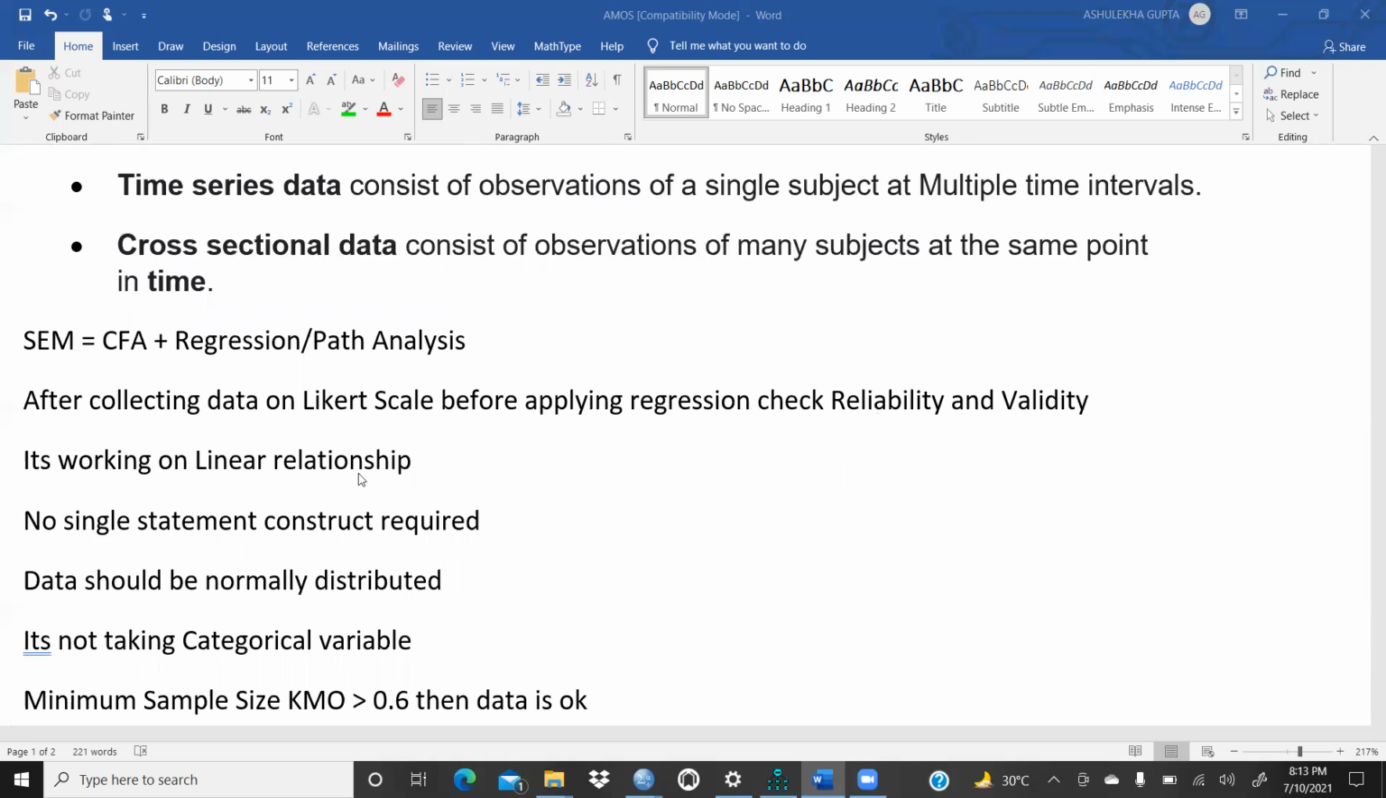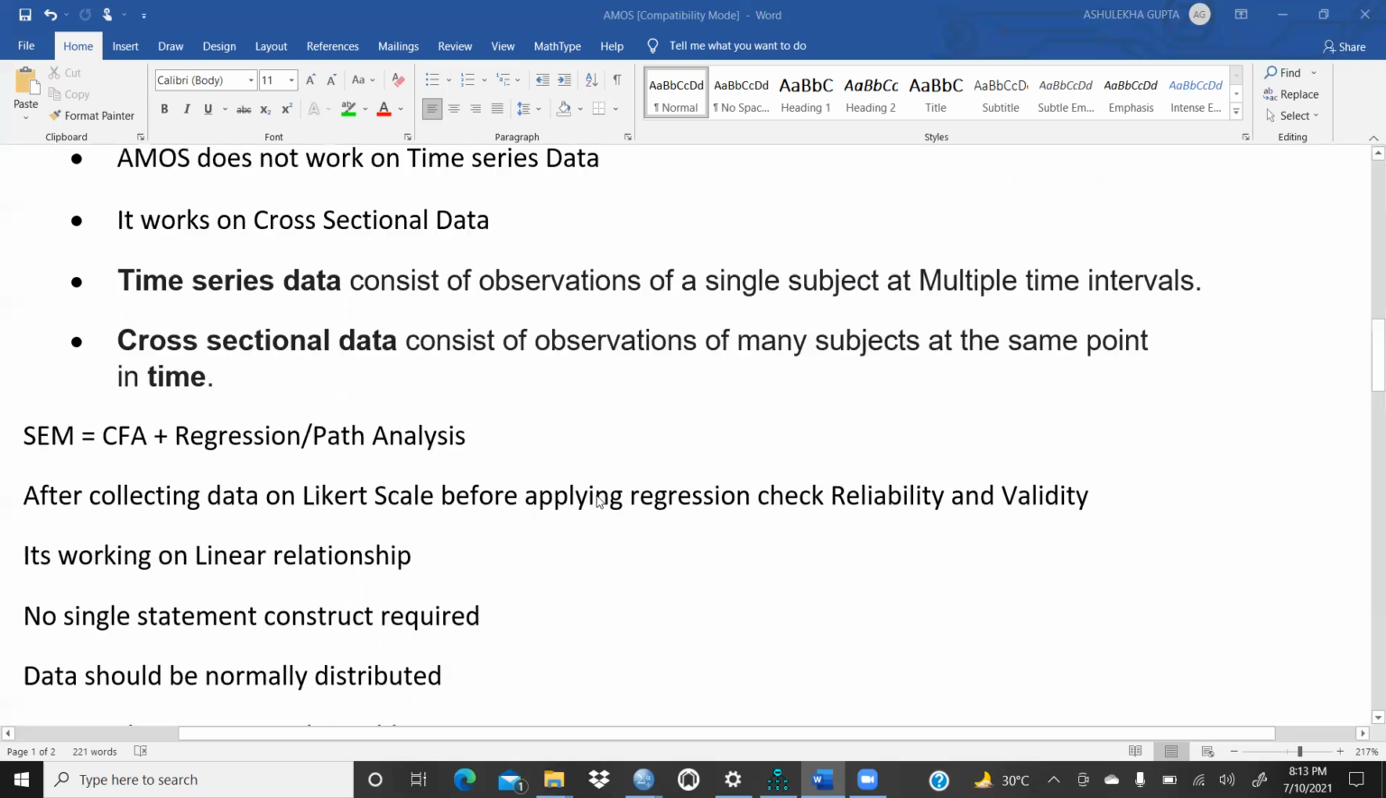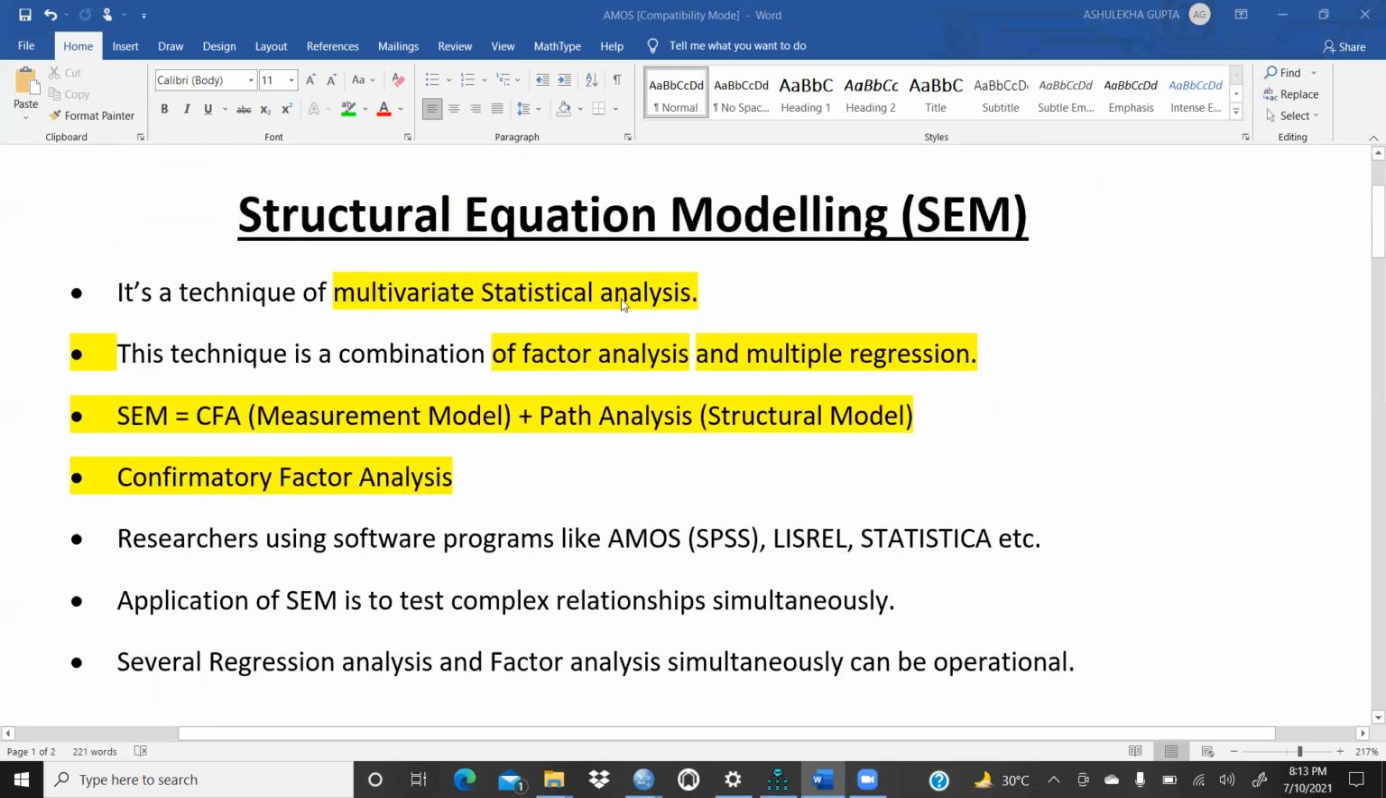It works on a linear relationship. You would understand how it works, I mean, a linear relationship between independent and dependent variables. When we have to draw these structures, no single-statement construct is required. Let's say there's one factor. When we talk about factor analysis, it is the clubbing of a number of factors.